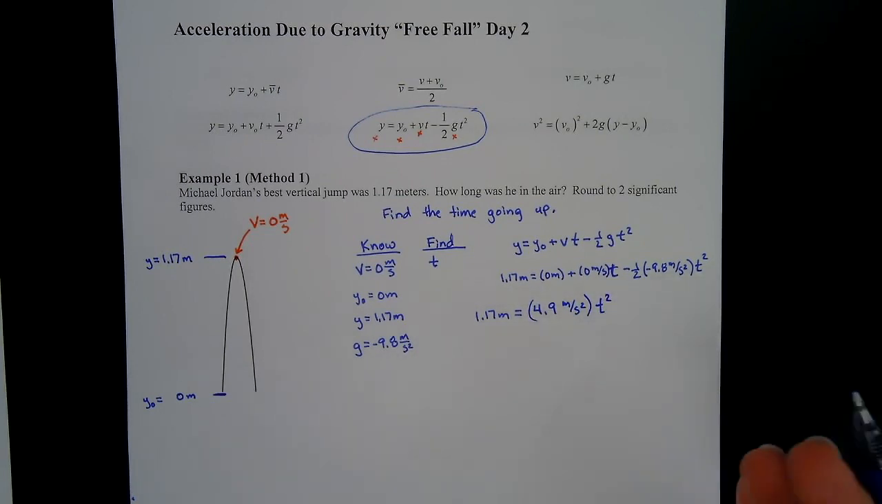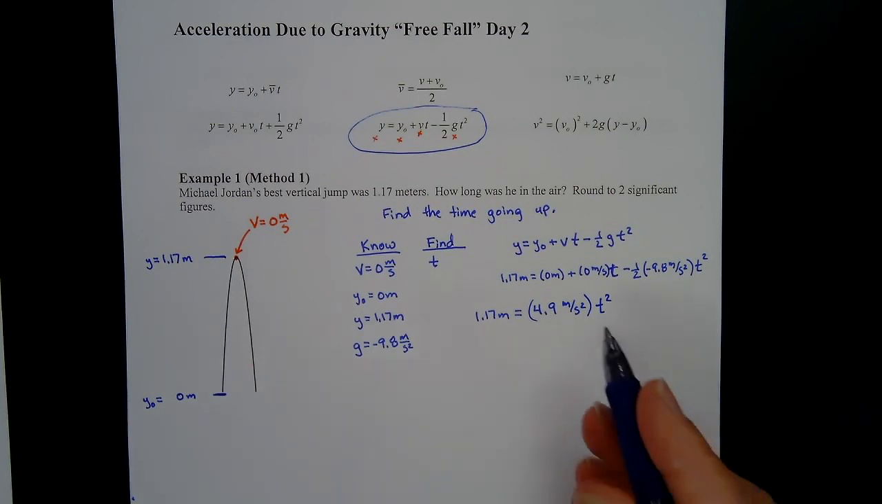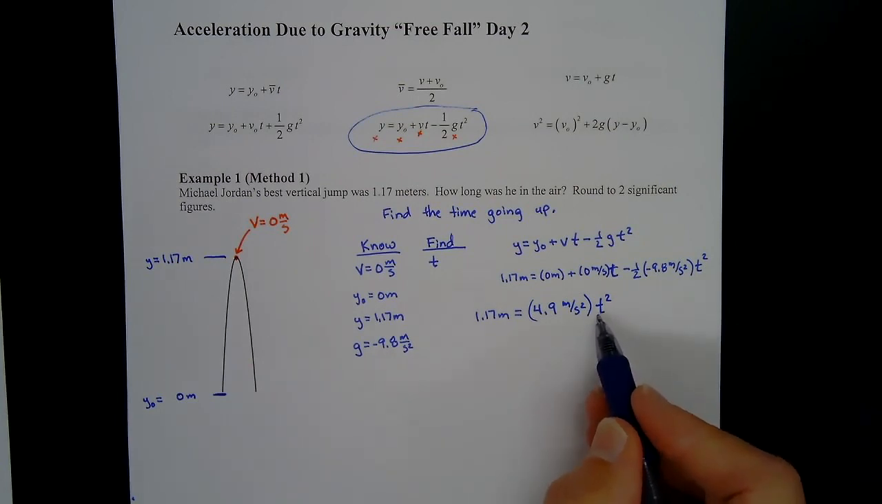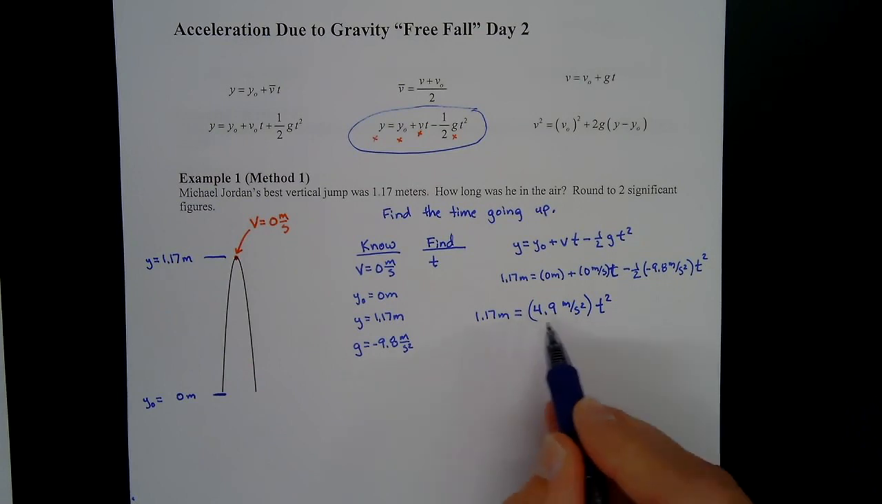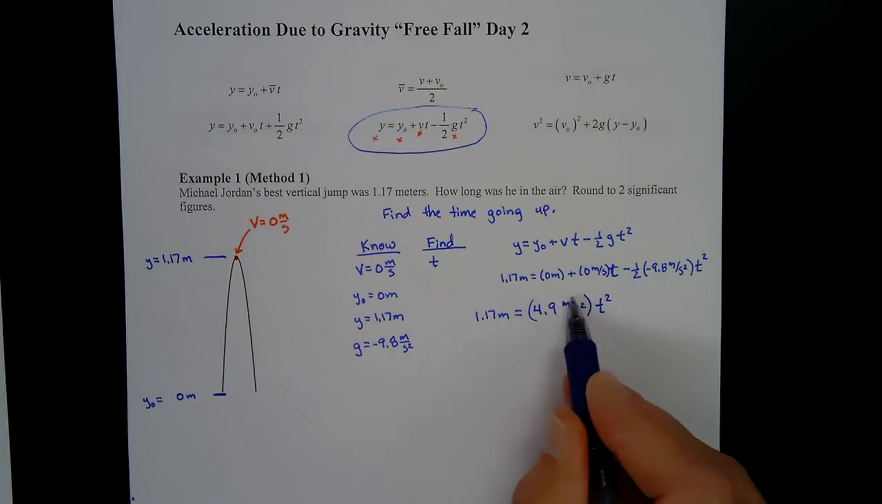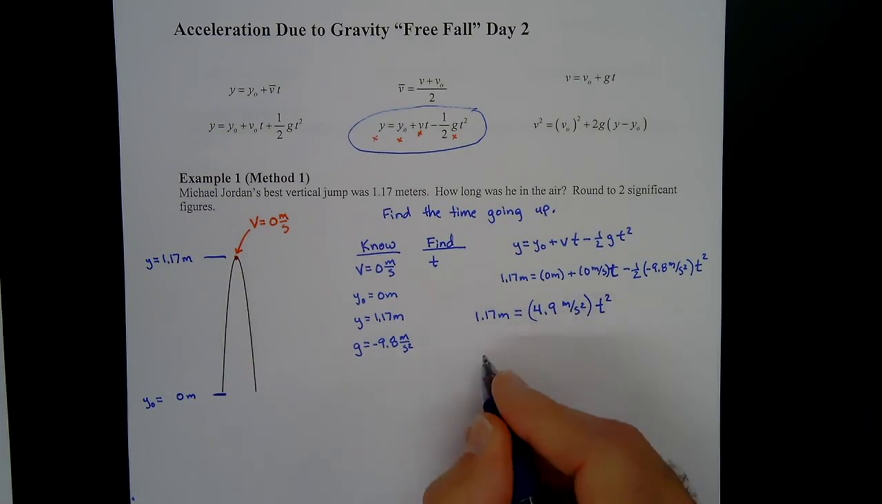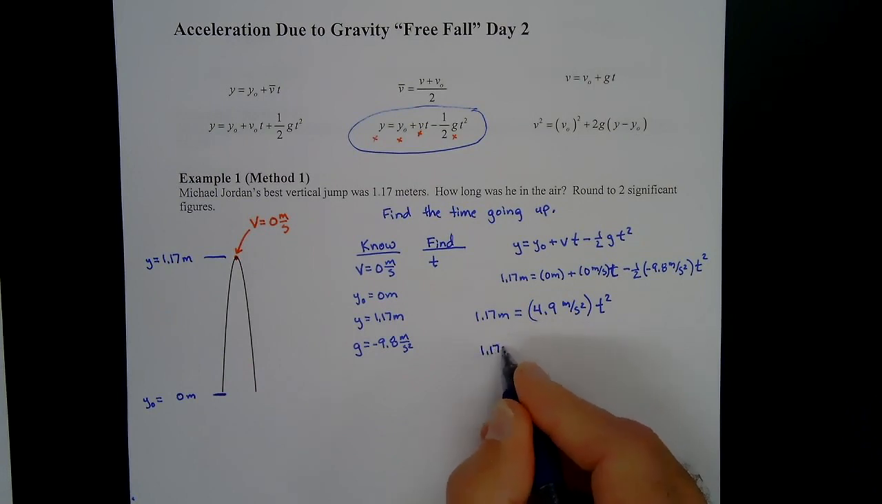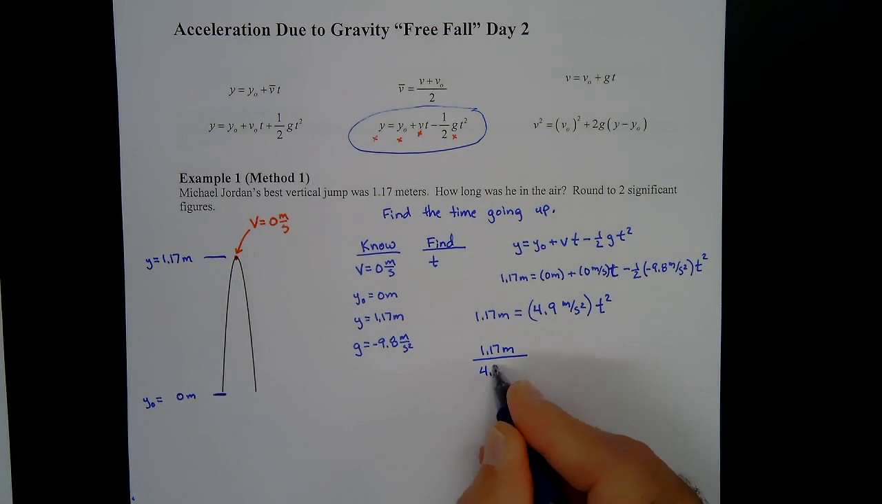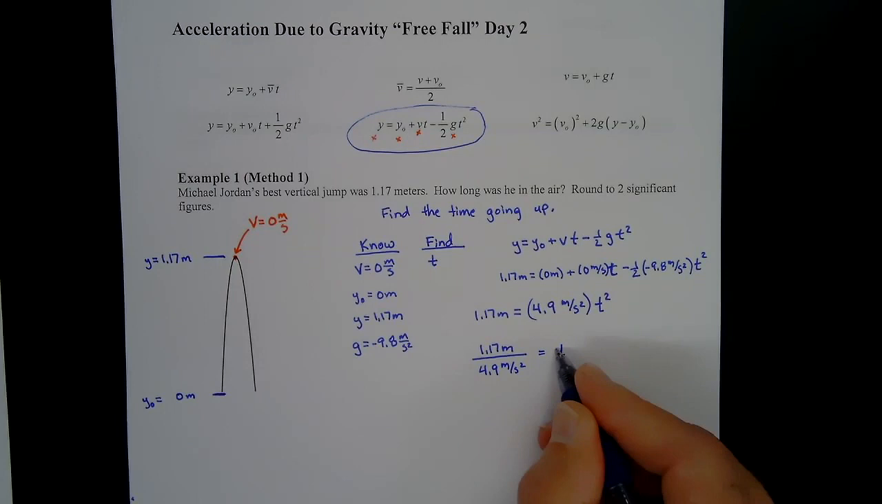Okay, so I want to get t by itself. That's what I'm trying to solve for, okay? So to get t squared by itself, I'm going to first have to divide both sides by this 4.9 meters per second squared. So this would be 1.17 meters divided by 4.9 meters per second squared is equal to t squared.